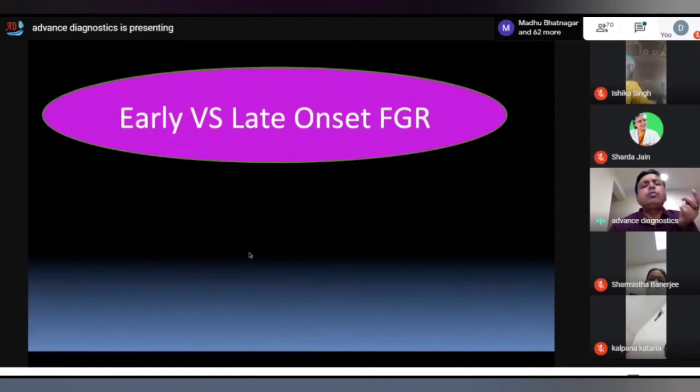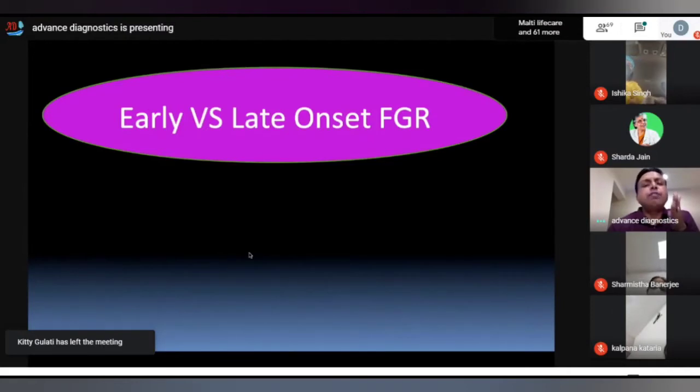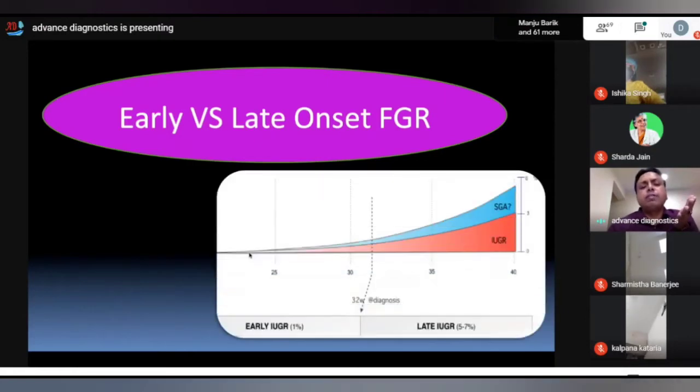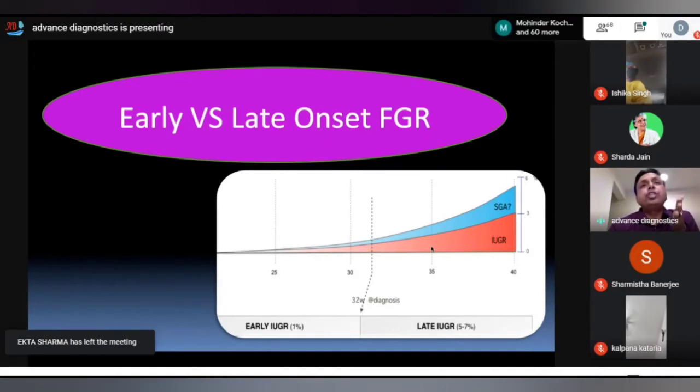Another two entities with different pathophysiologies are early and late onset FGR, and they must be differentiated. The first question that comes to mind is how early is early onset and how late is late onset FGR. Any FGR diagnosed before 32 weeks is early onset FGR, and FGR diagnosed after 32 weeks is late onset FGR. These are important to differentiate because of the different management, different outcome, and different pathophysiology.